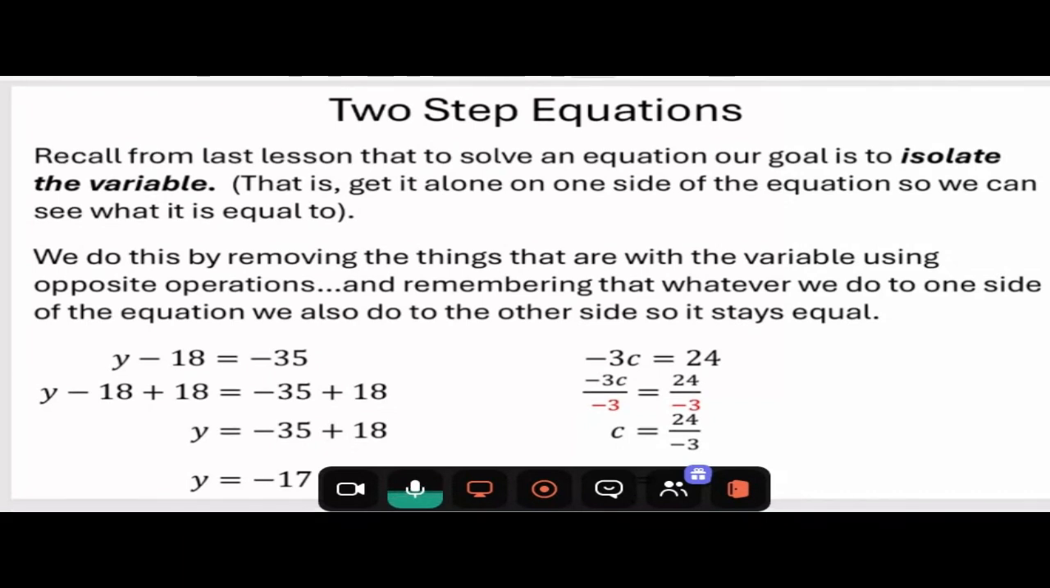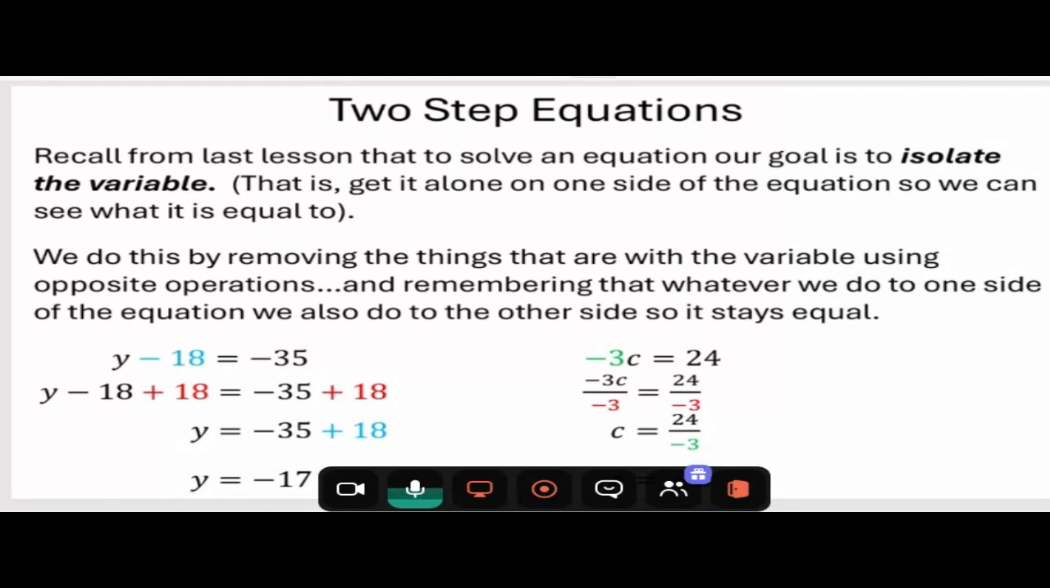I think I might have a slide. Yeah, just re-emphasizing that, look at the blue, minus 8, subtracted 18 on the left becomes an added 18 on the right, but a multiplied negative 3 on the left becomes a divided negative 3 on the right.